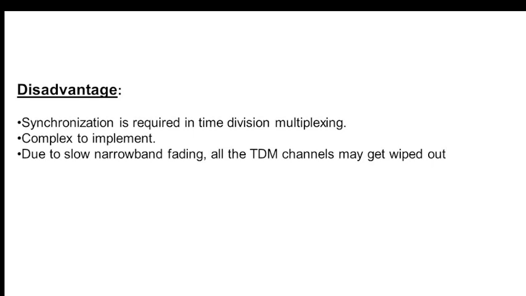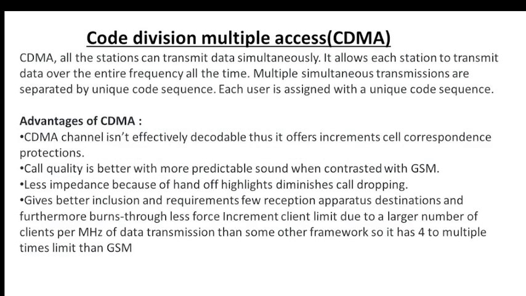Due to slow narrow band fading, all the time division multiplexing channels may get wiped out. Code division multiple access: all the stations can transmit data simultaneously. It allows each station to transmit data over the entire frequency all the time. Multiple simultaneous transmissions are separated by a unique code sequence. Each user is assigned a unique code sequence.